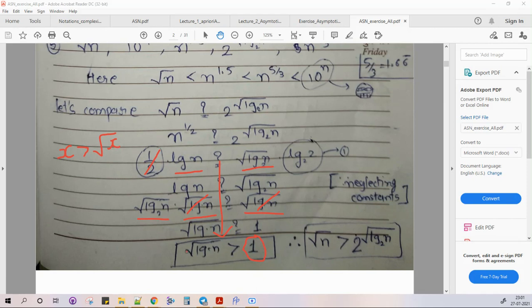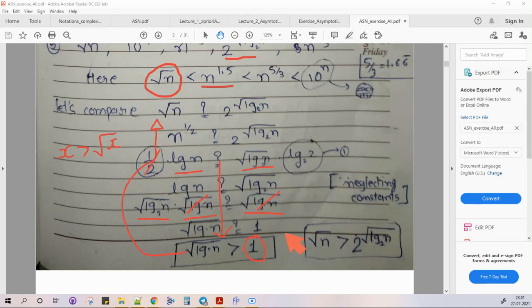And if I just go to my root, where we started from, it started from here. So root n is greater than 2 under root log n. So after solving all this, we just need to see where we started, correct? So I know that this term, 2 to the power root log n, is greater than this. So it can't be at first place. So it can be at second place. So let's compare this thing now, correct?